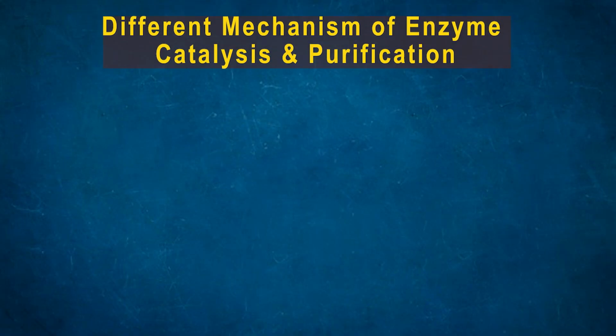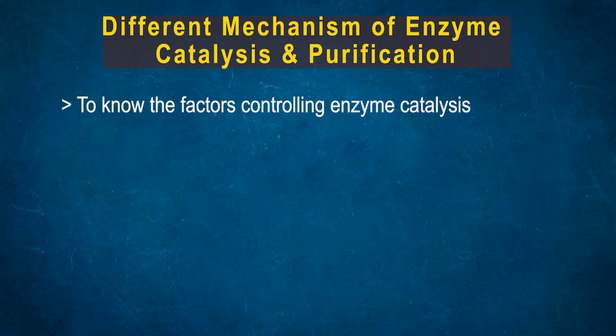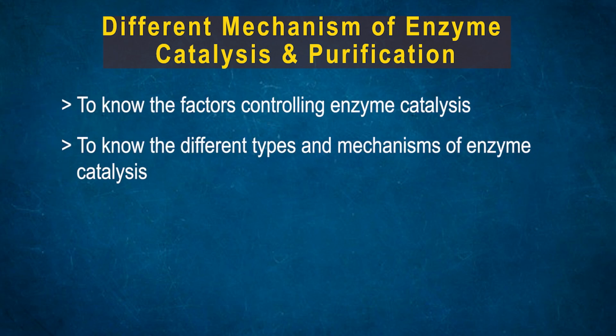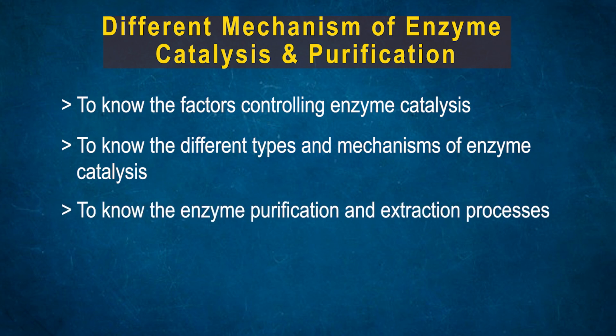Next, different mechanisms of enzyme catalysis. So you will know the factors controlling the enzyme catalysis. You will know the different types of mechanisms related to enzyme catalysis. You will know the enzyme purification as well as extraction process, grinding, purification, by which you will get the purified enzyme product.